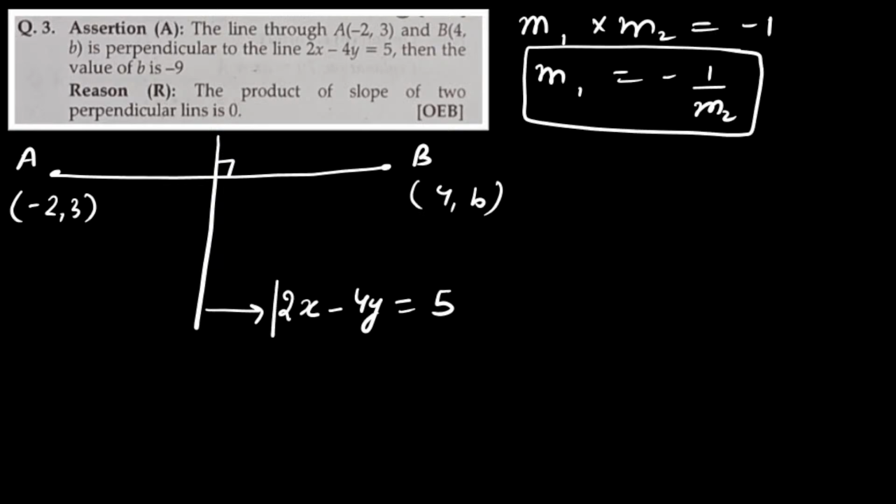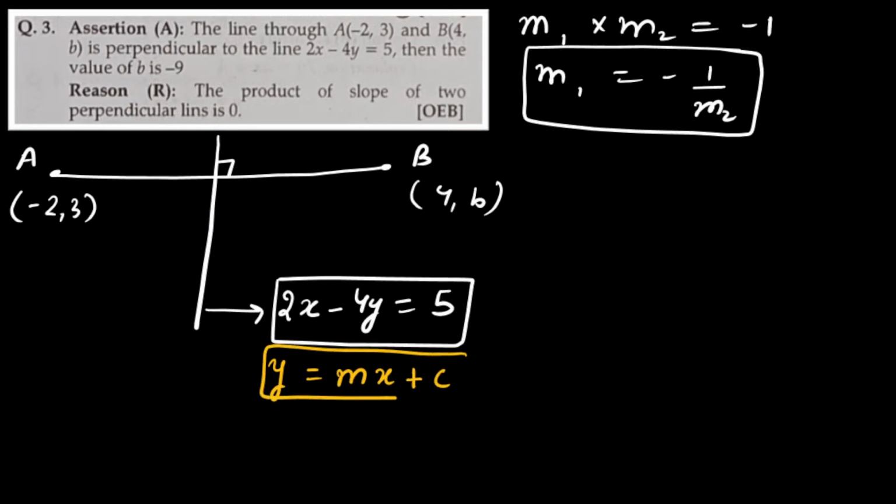So the equation is given to us. From this equation, we can find its slope by comparing it with the slope intercept form, y is equal to mx plus c. Whenever any equation is given to us, you can find the slope by first converting the equation into slope intercept form, y is equal to mx plus c. So y I need on this side, and everything else will shift to the other side.